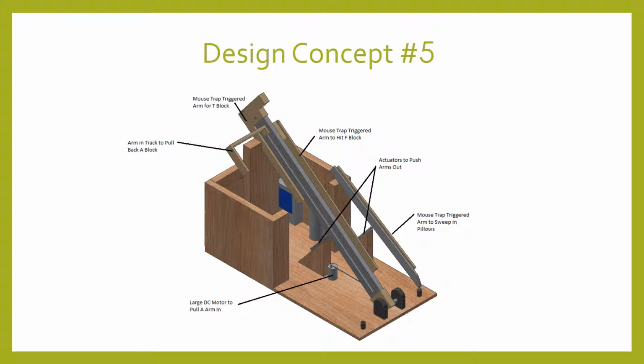For the A, the L-shaped arm is attached to a track which uses a motor to pull the A back into the transcript. Slightly after the main arm is pushed, a second actuator pushes a smaller arm which collects the pillows using a sweeping arm on that side.